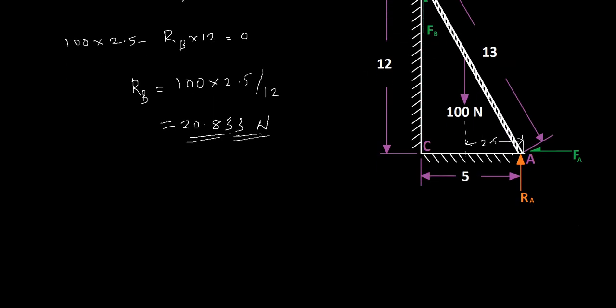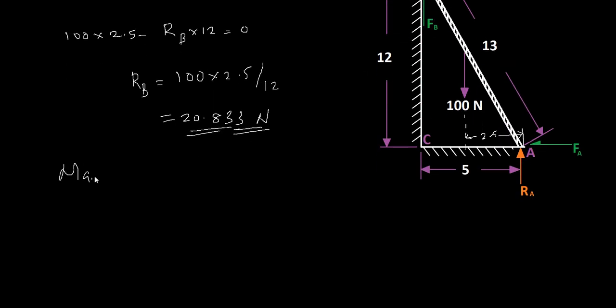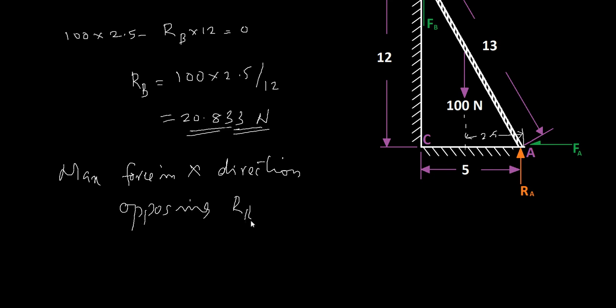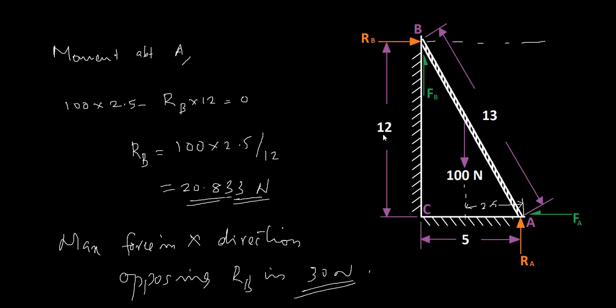So that's what we have here. The maximum force available in x direction opposing Rb is 30 Newton. So as long as Rb is less than 30 Newton, 30 Newton is the frictional force at A. So as long as Rb is less than 30 Newton, this ladder system will be in equilibrium. So we can say this is in equilibrium as long as Rb is less than 30 Newton.